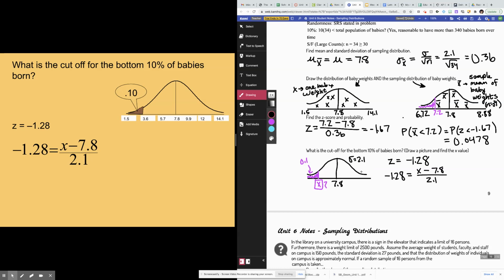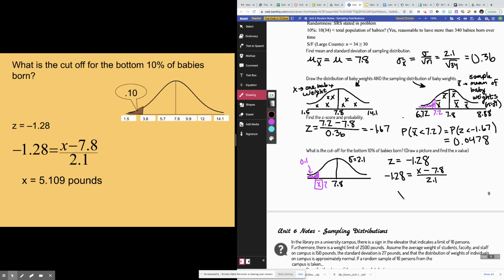Okay, remember, we're not dealing with the sampling distribution here. This is just the sample distribution, right? Where each of these data points inside here is one baby. So then you just have to use your algebra skills and work backwards to solve for x.